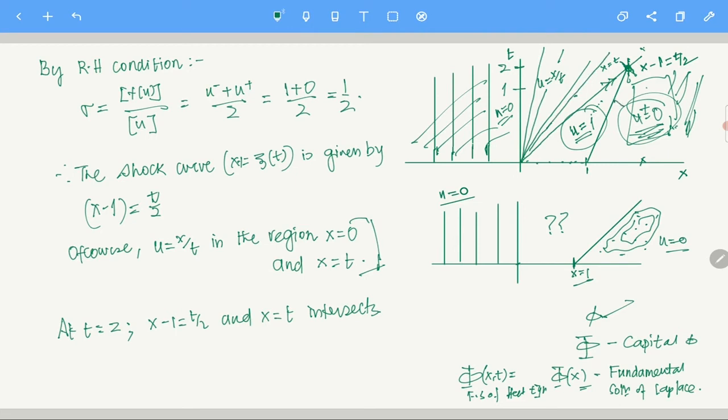x equals, see, let me use a different color, I think that will be better. You see, this is the shock wave. Okay, and this is the rarefaction wave. x equals t, right? x by t equals u on the rarefaction wave. So basically they intersect here, right?